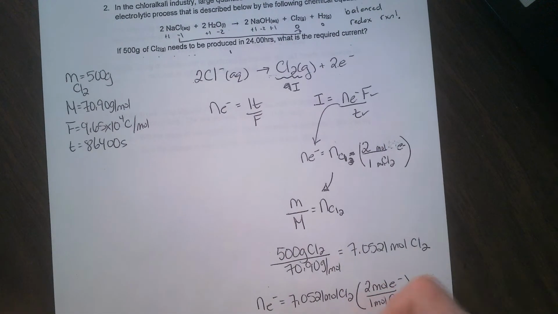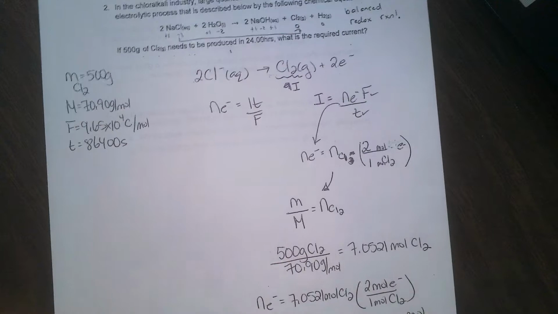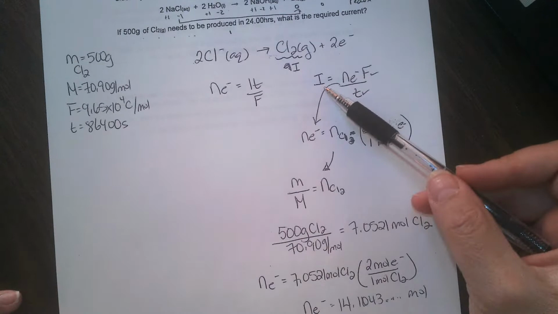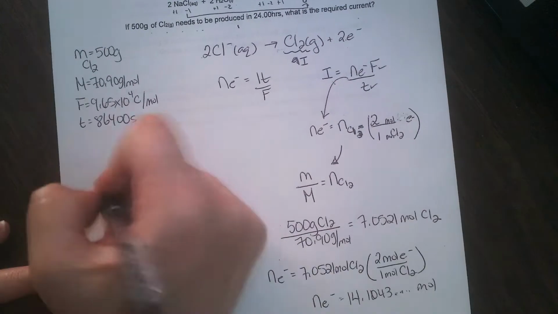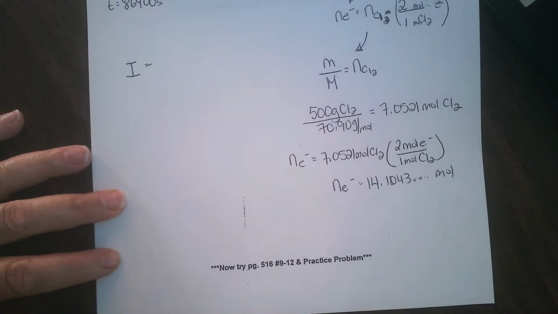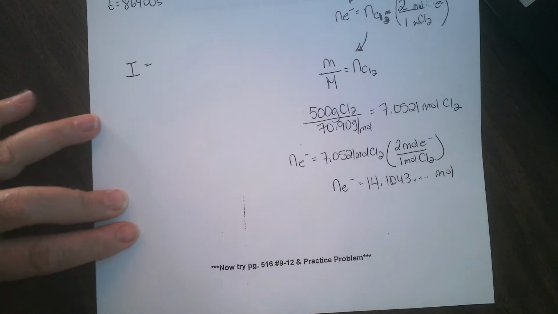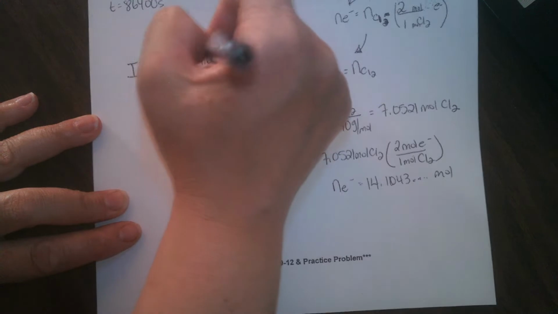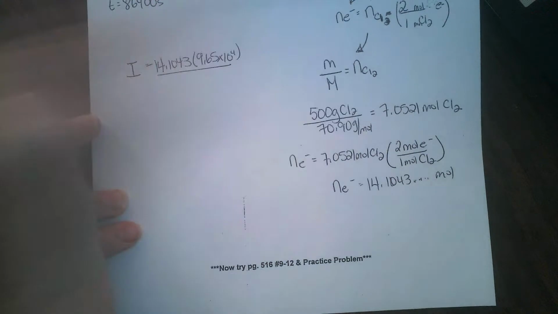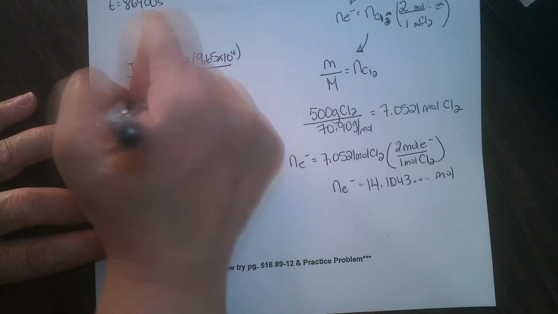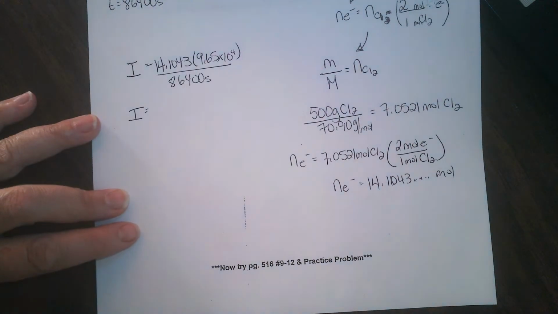Moles of electrons then equals 14.1043 blah blah blah moles. Now that I have moles of electrons, can I go and solve for my current? Yes. Does that help, Declan? Okay. No worries. What do I get for my current?